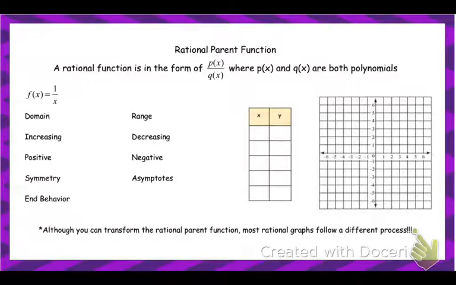What is not a rational function? 2 to the x is not a rational function. So you will not see that as it's not a polynomial. 2 to the x is not a polynomial, so you won't see that in part of a rational function. The square root of x is not a polynomial.